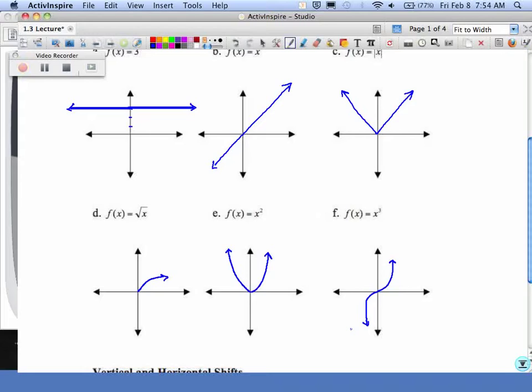So you are responsible. I could ask you on the exam to take one of these graphs, and then I could put a positive 3 in there somewhere, a negative 4 in there, multiply by negative 2, whatever, and you are going to have to move it up, down, left, or right. You've done that before.